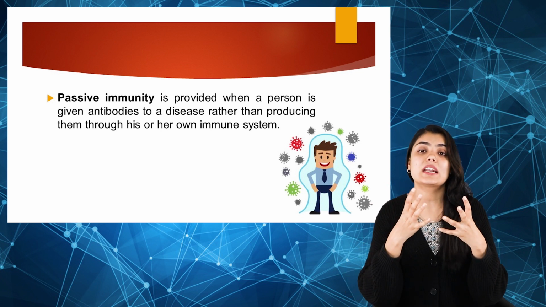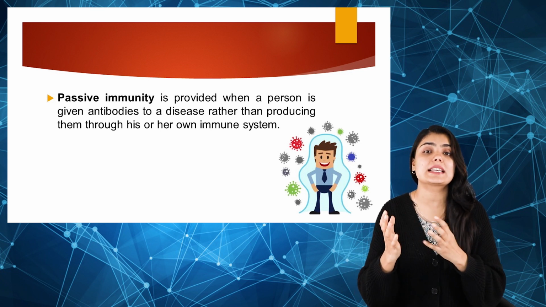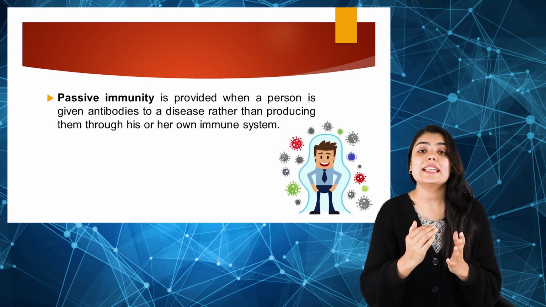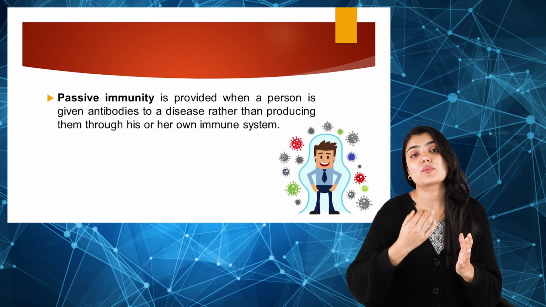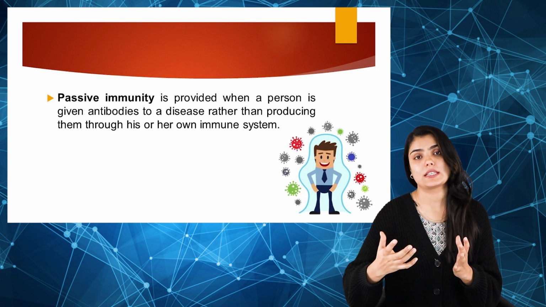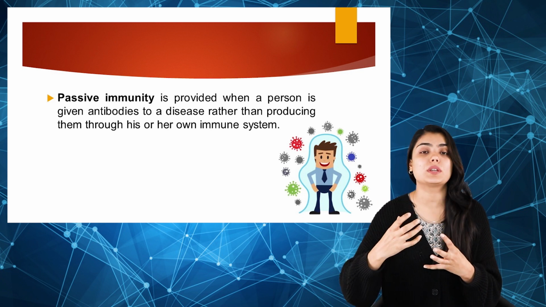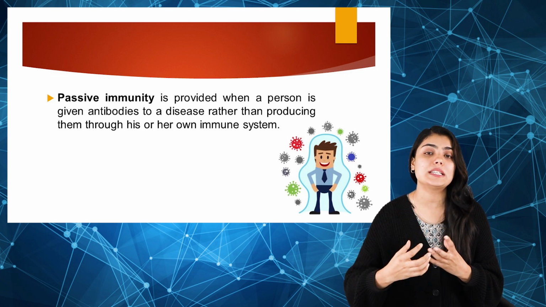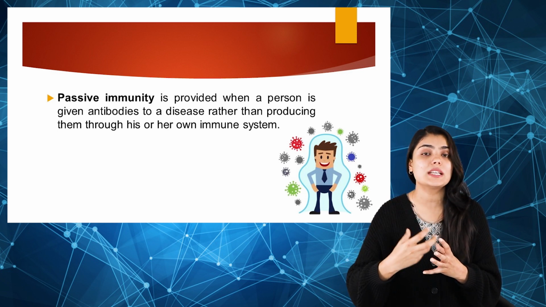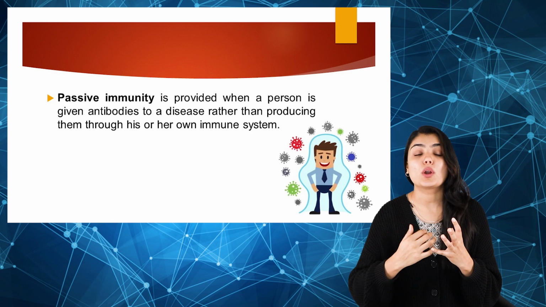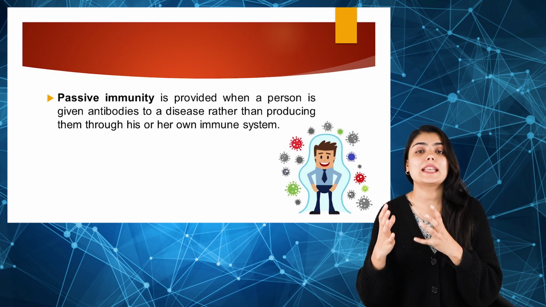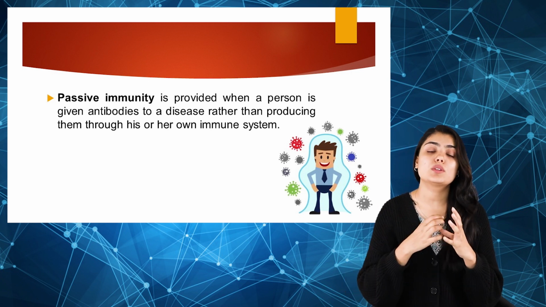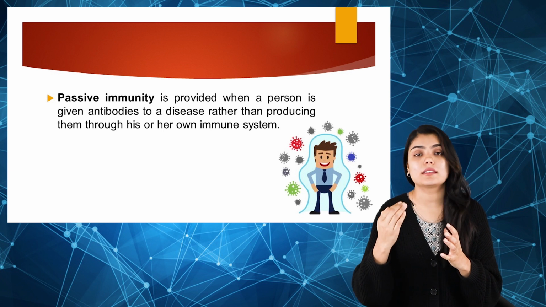The antibodies that are required to fight against the disease are given to the person, and are not produced by the response of the person's immune system. Our body in passive immunity does not produce any kind of antibodies that are required for our body to fight against disease. Those antibodies that are required are given to the person in order to fight against the disease.